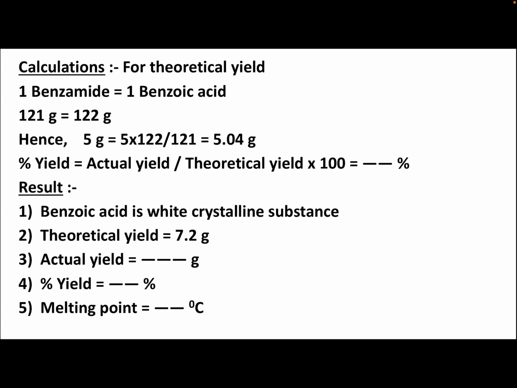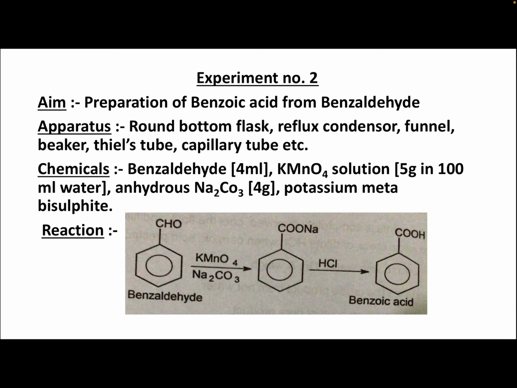The result: benzoic acid is a white crystalline substance. Theoretical yield is equal to 5.04 gram. Then the actual yield you will note down. Then percentage yield is equal to dash percent. Melting point is equal to dash degree centigrade.